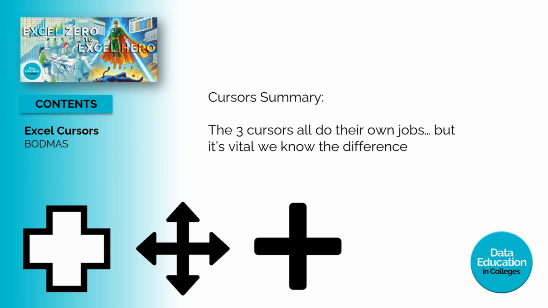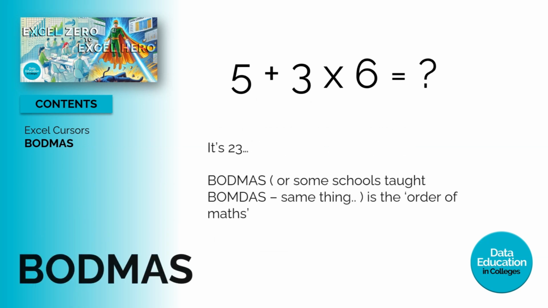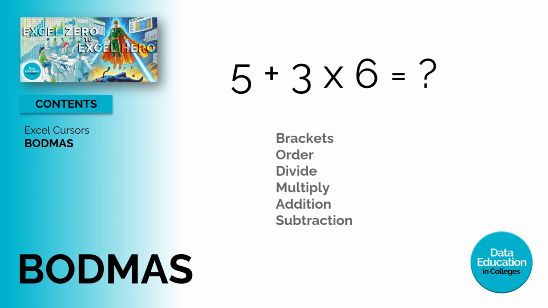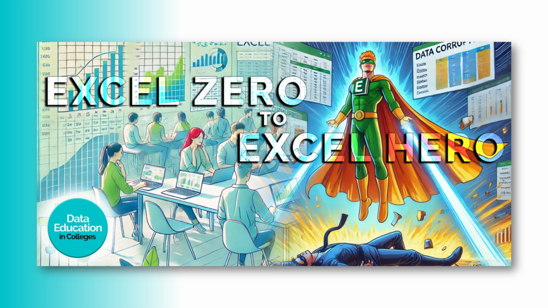Some maths coming up. What's the answer? It's 23. If you remember back to first year, probably at school, BODMAS, some schools taught BOMDAS, it's the same thing. It's the order of how maths works. So brackets, order, then divide or multiply, addition and subtraction. Don't worry if you can't remember it. If you want to force the program to do something first, just stick some brackets around it. And now that answers 48. Okay? Hopefully that was helpful.